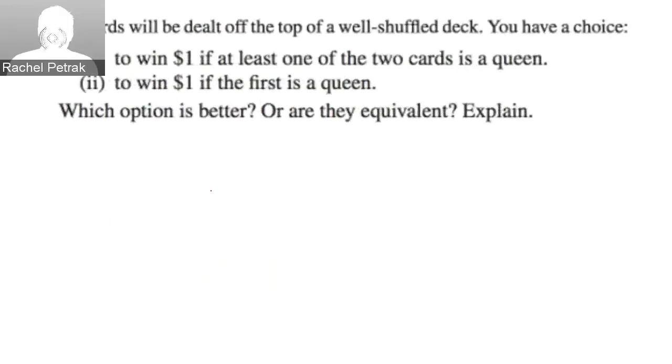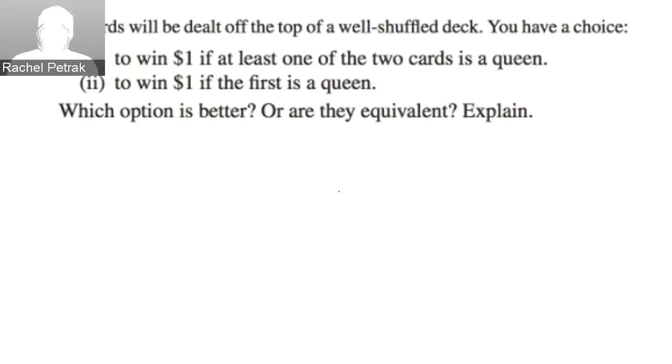We're just going to look at a couple more problems. In our next problem, we have 2 cards that will be dealt off of the top of a well-shuffled deck. You have a choice to win $1 if at least one of the 2 cards is a queen, or to win $1 if the first is a queen. Which of these options is better?